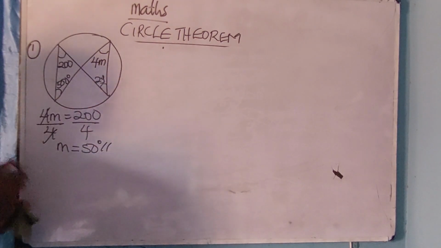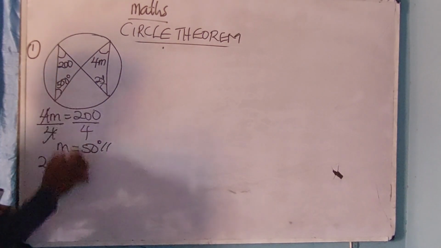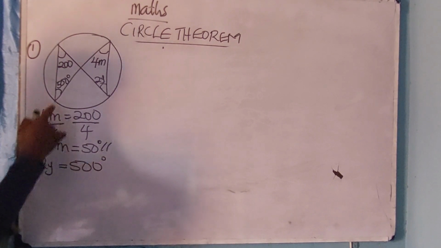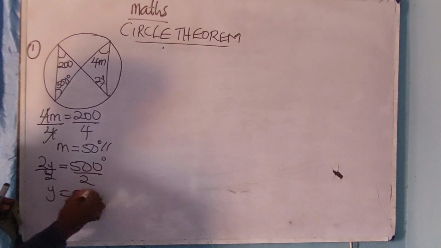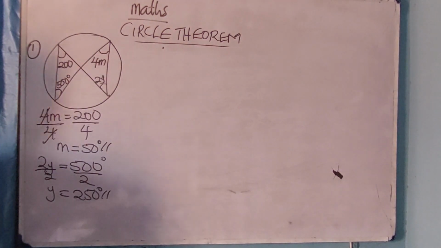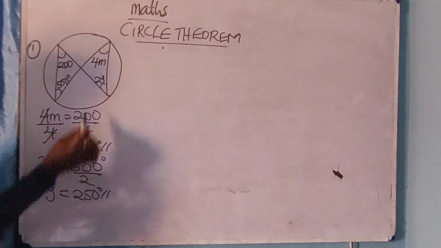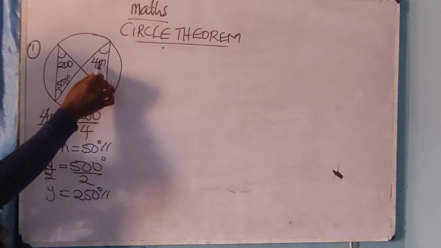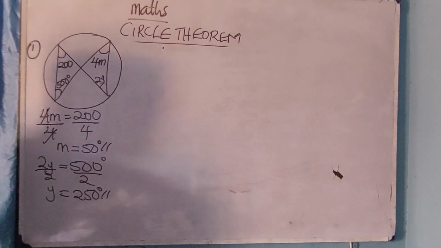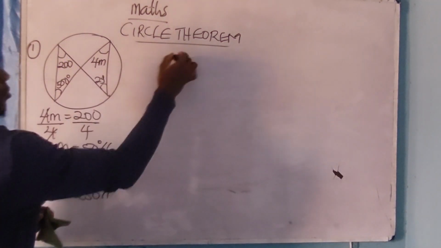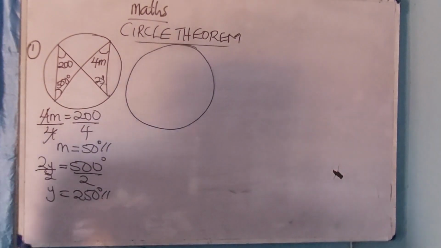Angles at the same segment are equal. Now, to get the value of y, the same procedure. 2y equals 500. Now divide both sides by 2. All right, and I have y to be 250 degrees. Angles at the same segment are equal. Such that 2 times y is 500. So 500, 500. Now 4 times 50 is 200. 200, 200. So angles at the same segment are equal.